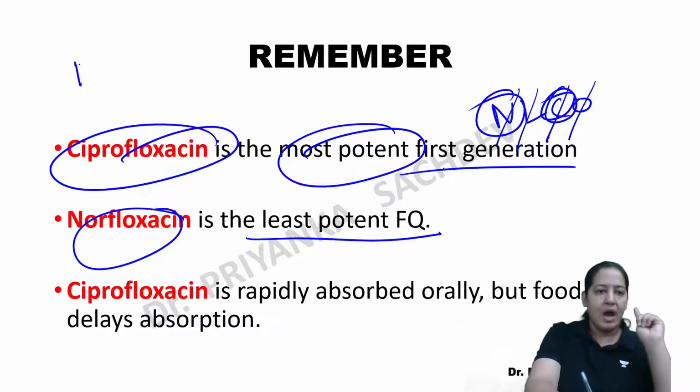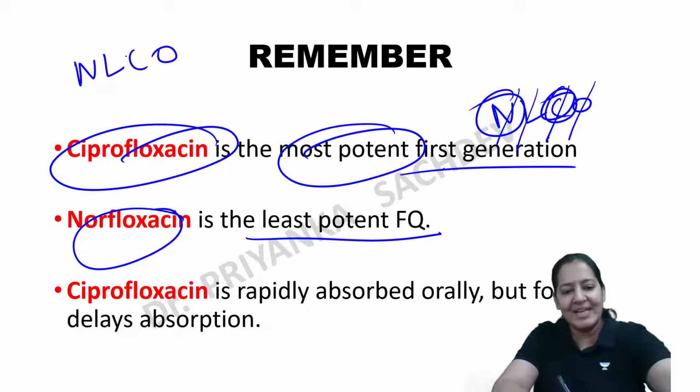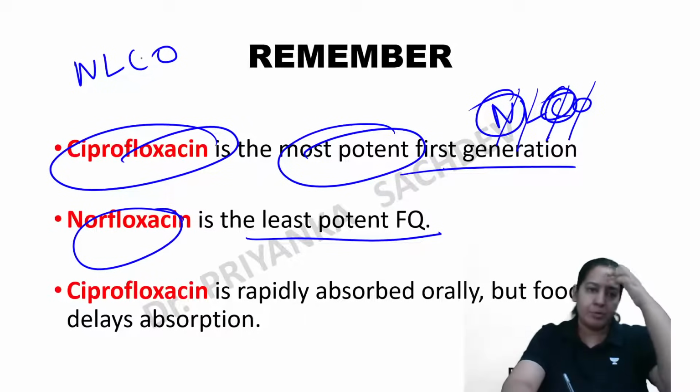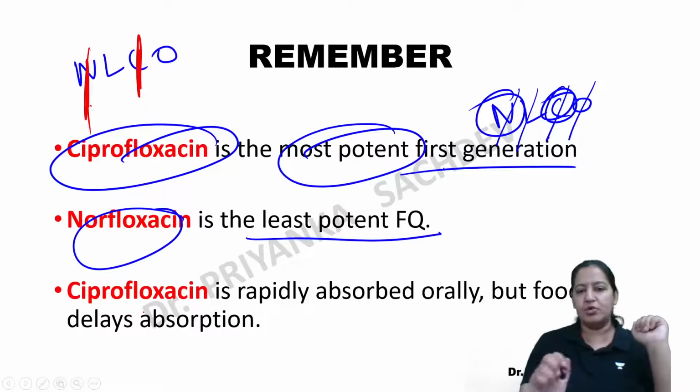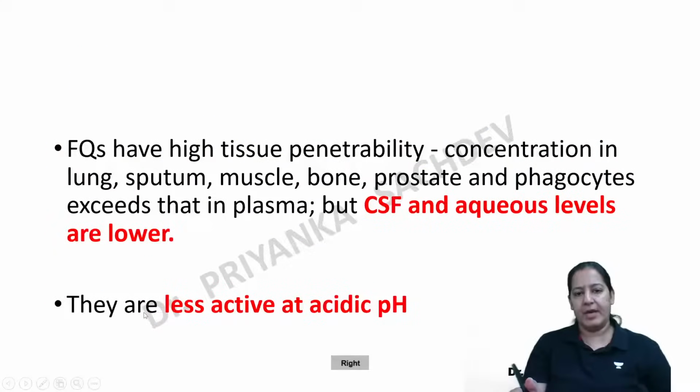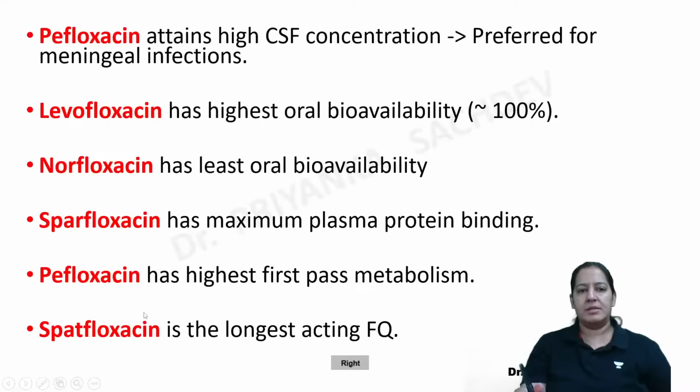Norflox is the least potent. So Nalco में से most कौन है, least कौन है? Nalco में से most potent is Cipro and least potent is Norflox. So among the first generation, these are the two MCQs asked, right? Okay.